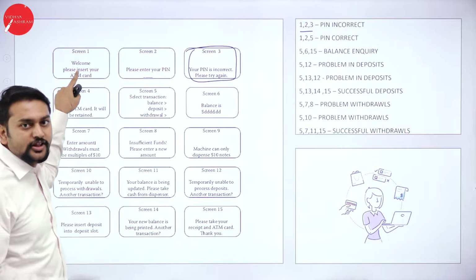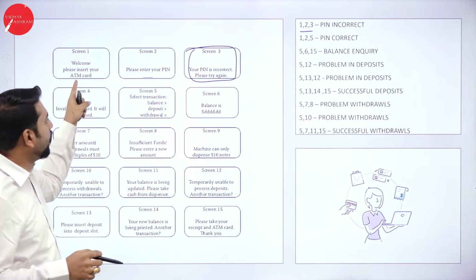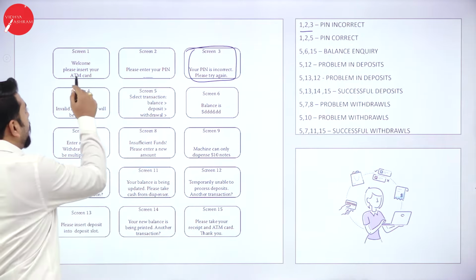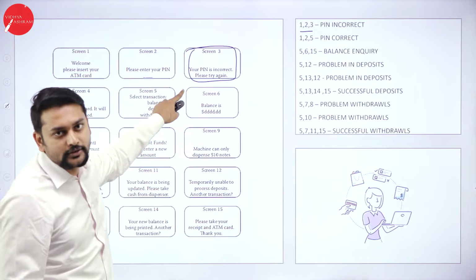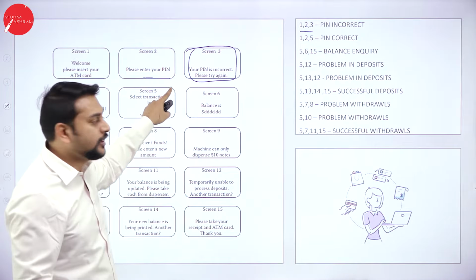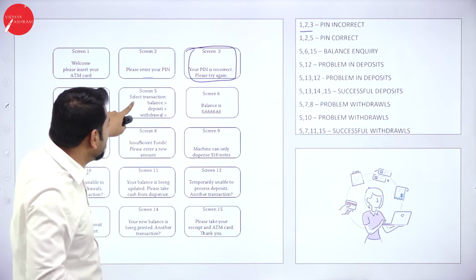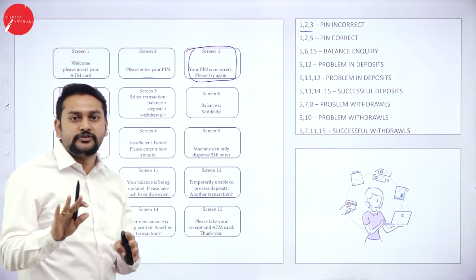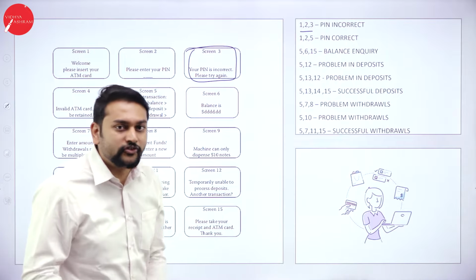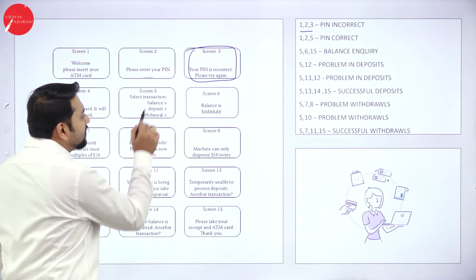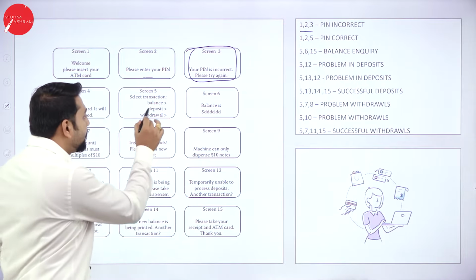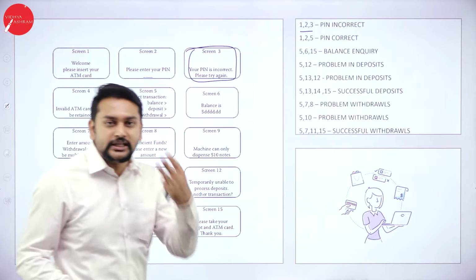Suppose I'm getting the first screen. What do you have in the first screen? Welcome, please insert your ATM card. After that, please enter your PIN. If you have entered the proper PIN, from screen 2 it will take you directly to screen number 5. What do you get in screen 5? Select the transaction: balance, deposit, withdrawal. So you have 3 things.